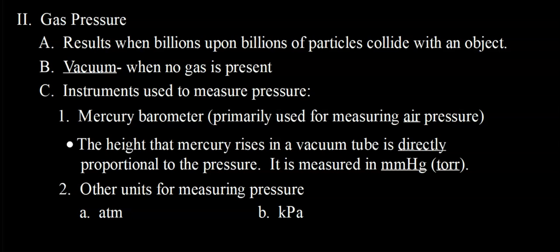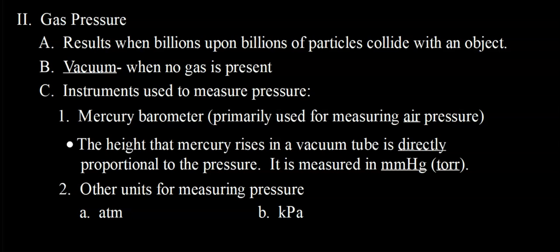We have a couple different instruments that can be used to measure the pressure of a gas. First one listed here is called a mercury barometer. A barometer is used primarily to measure atmospheric pressure. There's a barometer in your book on page 382, figure 15.5. And how it works, not this particular one here, I don't think, but how high the mercury rises in a vacuum tube is directly proportional to the pressure.